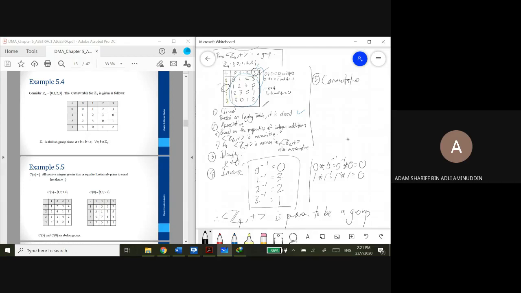Many combinations. You can state based on properties of integer addition, because integer addition is commutative. Therefore, Z4 under addition is also commutative. This is an additional question, extra question. It means that not only Z4 under addition is a group, it is also an abelian group.